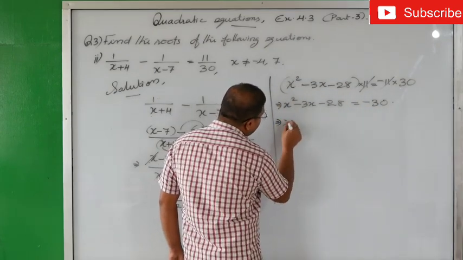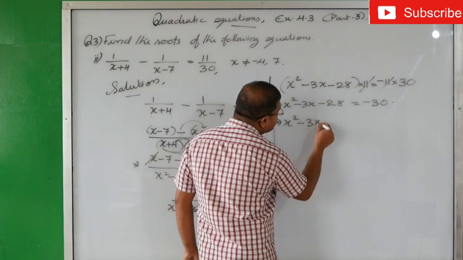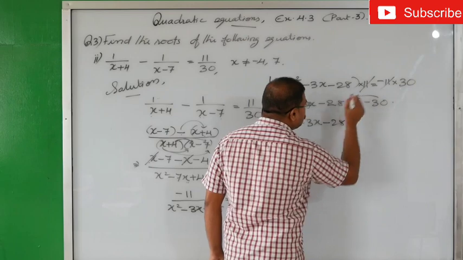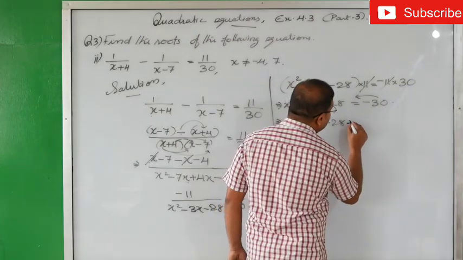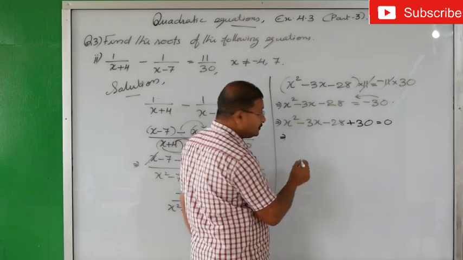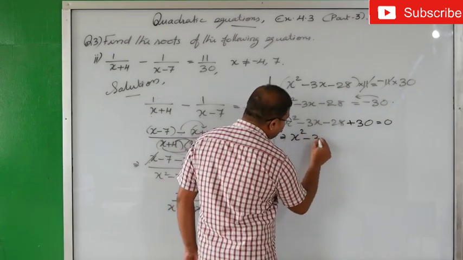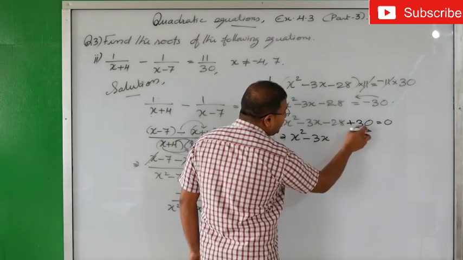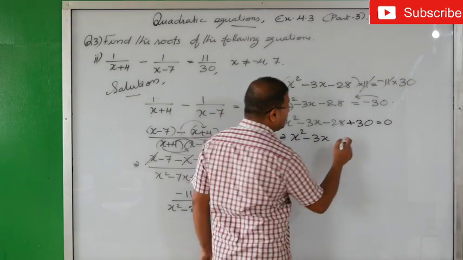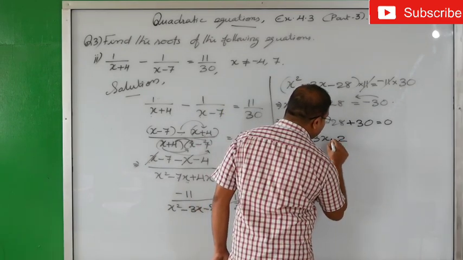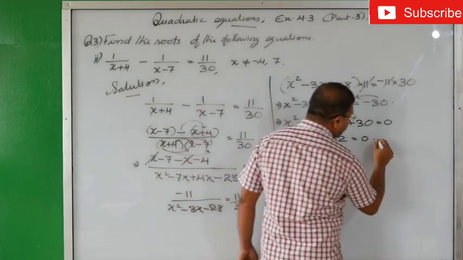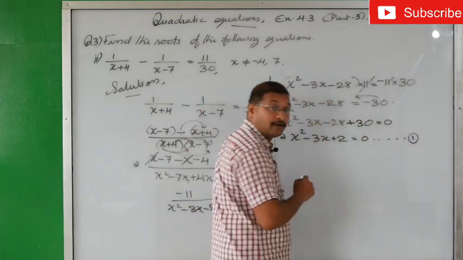Now what will you do? This implies x square minus 3x minus 28, and this minus 30 goes to the next side, plus 30 equal to 0. This implies x square minus 3x, plus: minus into plus, minus 30 minus 28, 2. But the bigger number is plus, so the answer is plus 2 equal to 0. That's equation number 1.